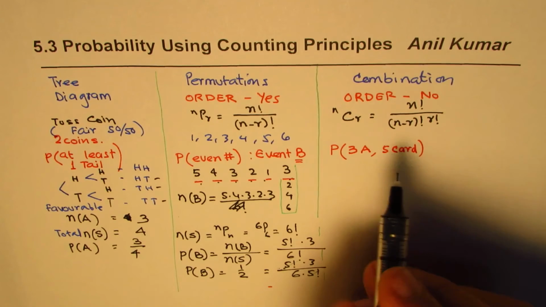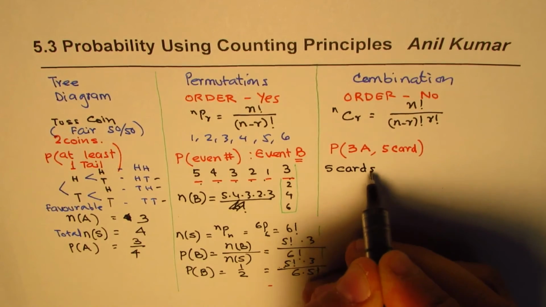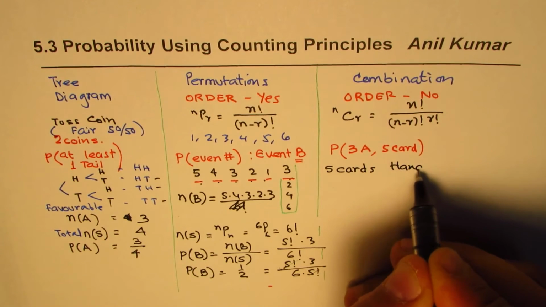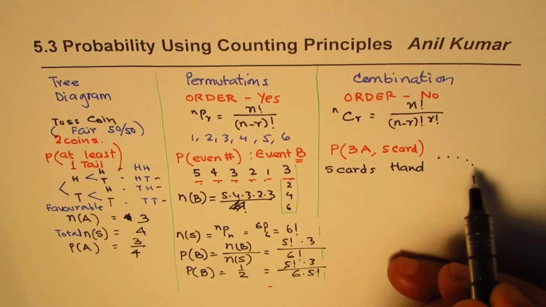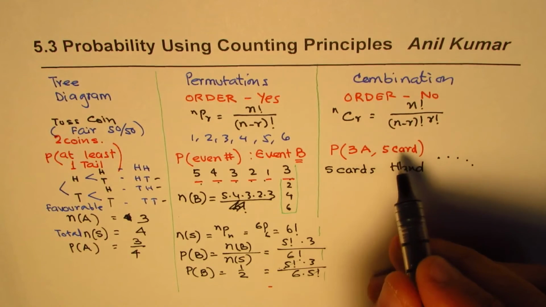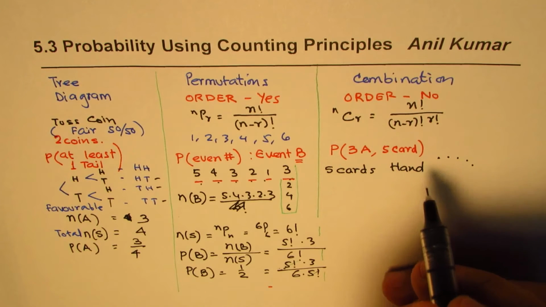Now, since we have five cards in a hand, it really doesn't matter where you put one card, right? So it's the same thing. Therefore, it's a case of combination. Order is not important. It's a case of combination.